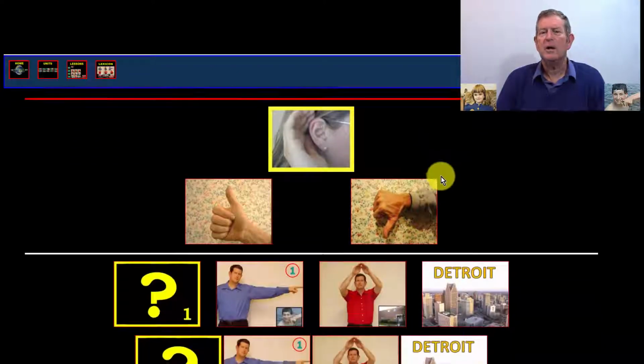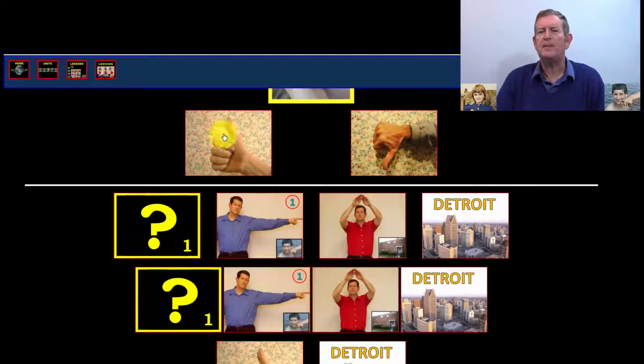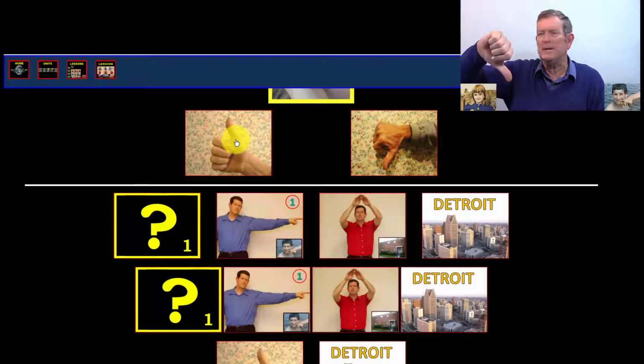In this section, we're going to practice the formation of a question. I want you simply to listen as I guide you through the beginning of it. First of all, this is a positive answer. This picture means yes. This picture means no. Okay? All right. Yes and no.